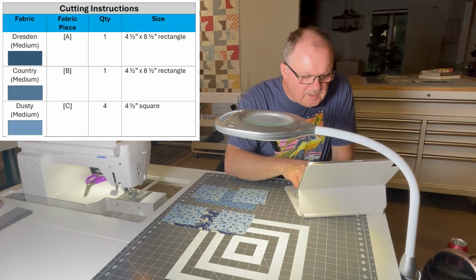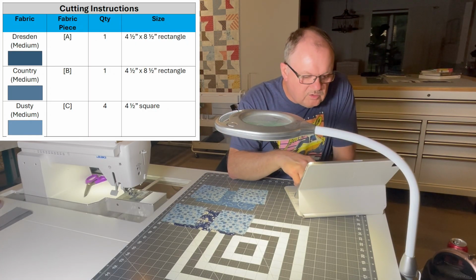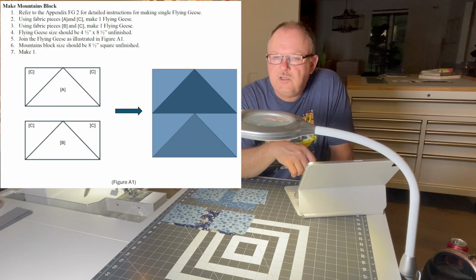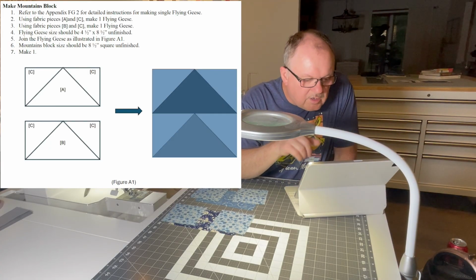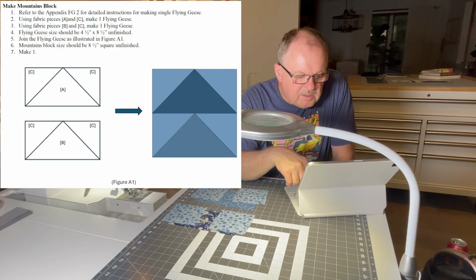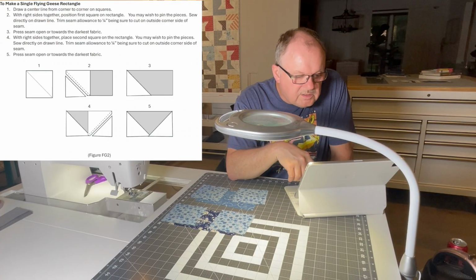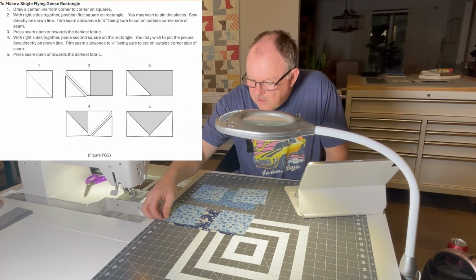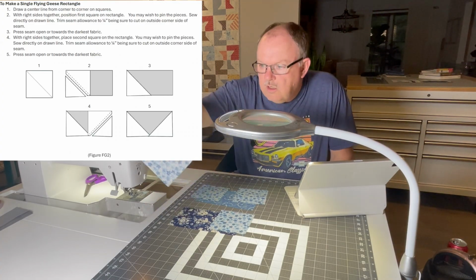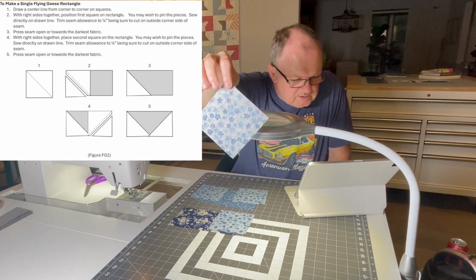In the quilt pattern on page 2, we can see the actual size for the pieces we need to cut. If you look at page 3, it gives us the instructions for making the block, and it mentions right away at the top that we can look at Appendix FG2 for detailed instructions for making single flying geese. Here you can see on the instructions for the single flying geese that we draw a center line from corner to corner on our pieces of fabric, which I've already done.